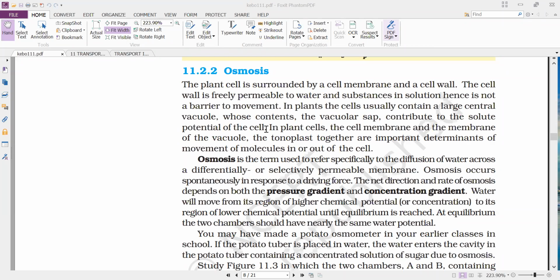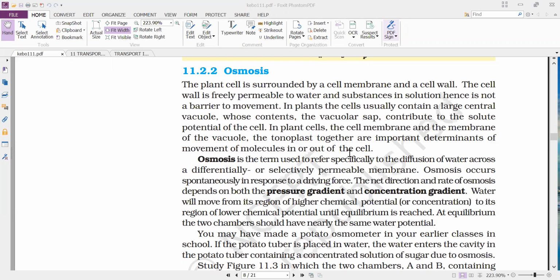That means whatever components are present in the vacuolar sap will determine the solute potential of the cytoplasm of the cell. So that will determine the turgidity of the cell also. That's what you have to remember. In plant cells, the cell membrane and the membrane of the vacuole, that is the tonoplast, together are important determinants of movement of molecules in or out of the cell.